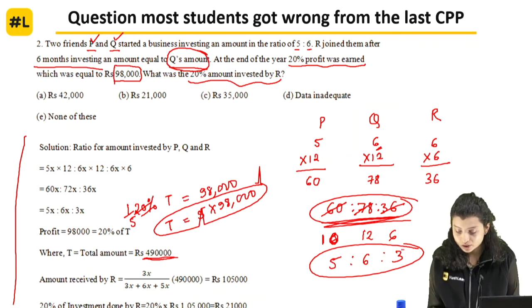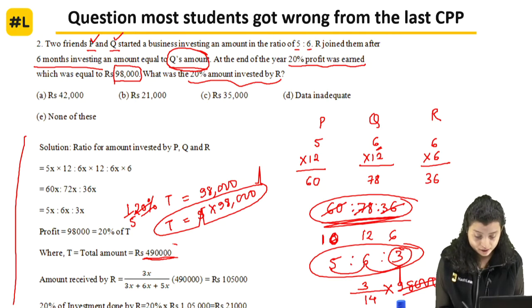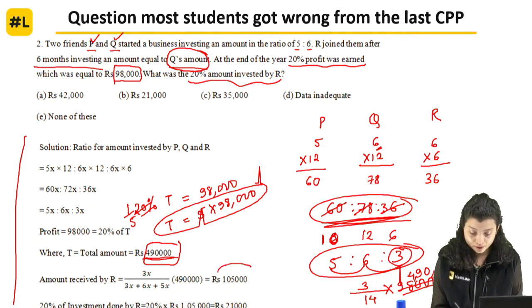So again the same logic, 3 I want out of total how many? 5 plus 6, 11, 11 plus 3, 14. So 3 by 14 into 98,000 I have to do. Sorry, not 98,000, because I have already calculated the total amount, right? So this is 49, so 4,90,000, right? So when you solve it, you will get this amount, right?